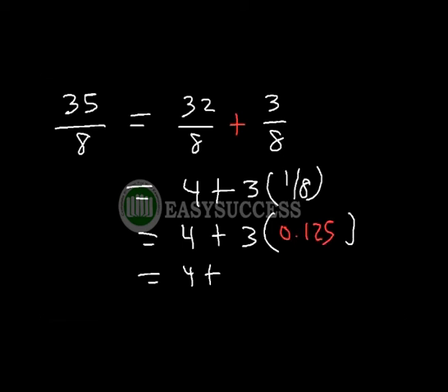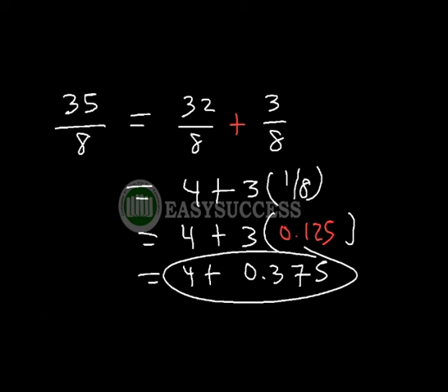3 times 12 is 36. 3 times 0.5 is 1.5. If you add 1.5 to 36, that's 37.5. So 3 times 0.125 is 0.375. If you add these two, you get a final answer of 4.375.